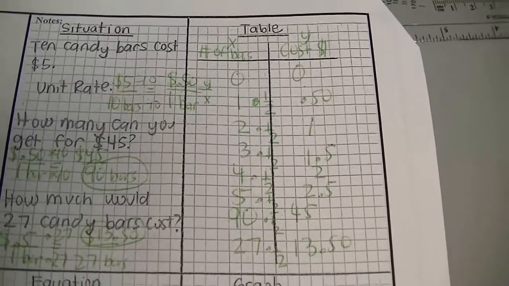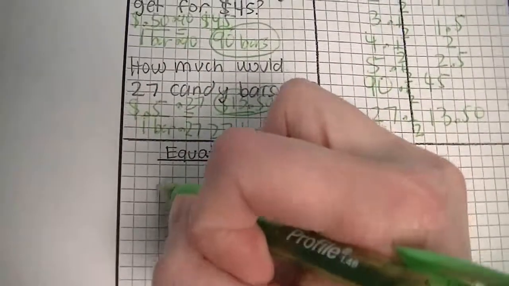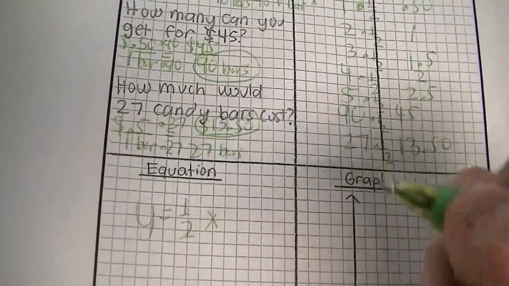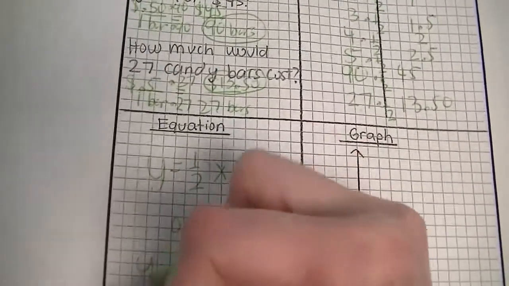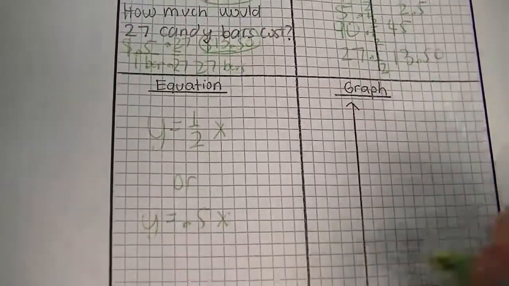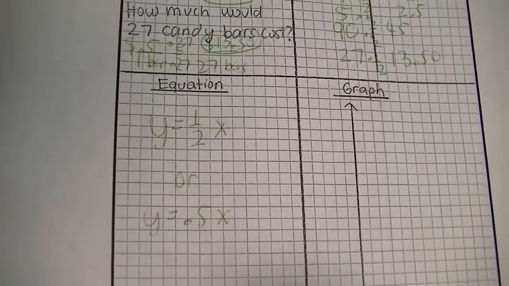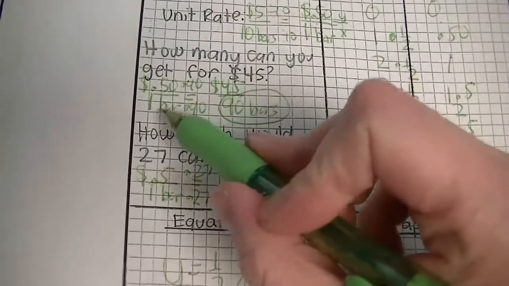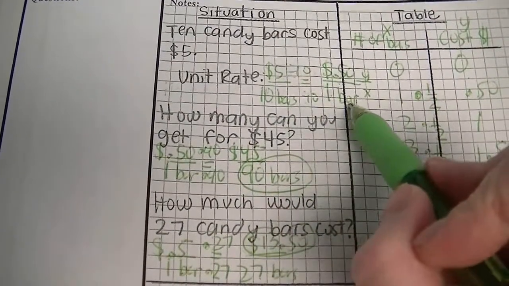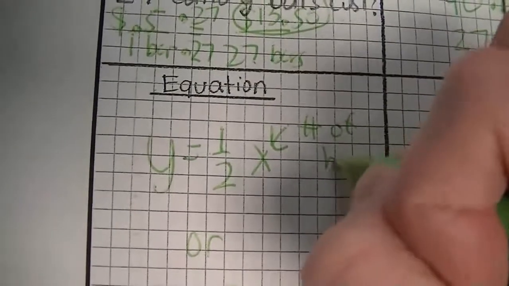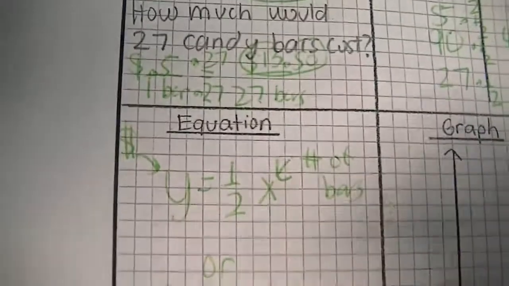Okay, now I'm going to go ahead and do the equation. Y equals unit rate. I can write 1/2 times x. Or, you know, I could totally write y equals 0.5 times x. Or I could write y equals 0.50 times x. Or I can write y equals 0.500000 times x. X represents bars, number of bars. Dependent variable of y represents the cost in dollars.